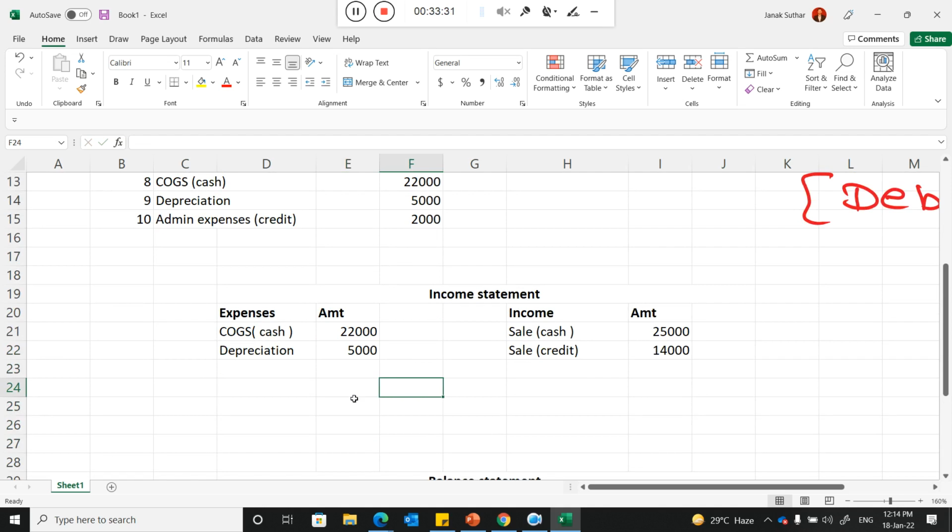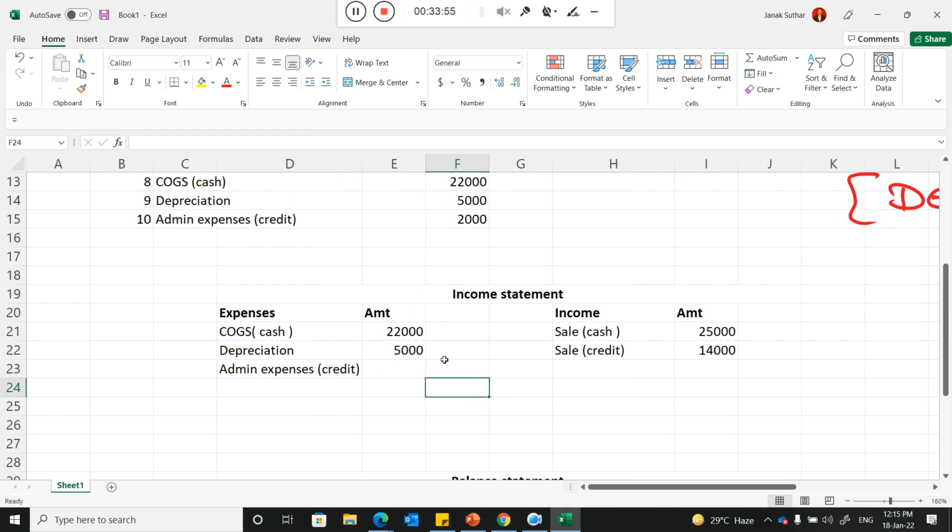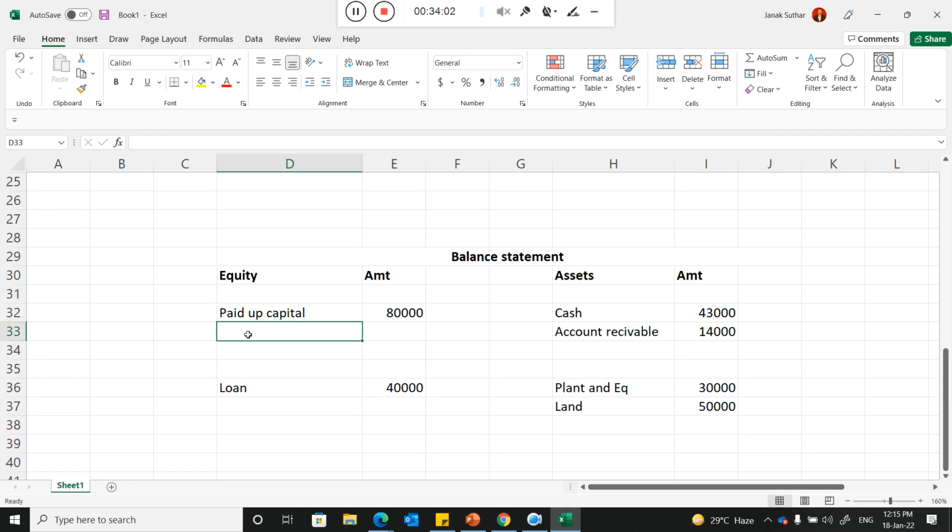The next point is the admin expenses that you will pay later, that is on credit. Just write down in the credit, means still not paid. So how much is there? It is 2,000, right? So that you will pay. So you need to write here like that. Account payable, because I still have not paid that particular amount, right? 2,000. So account payable is 2,000. Okay, so account payable is done.